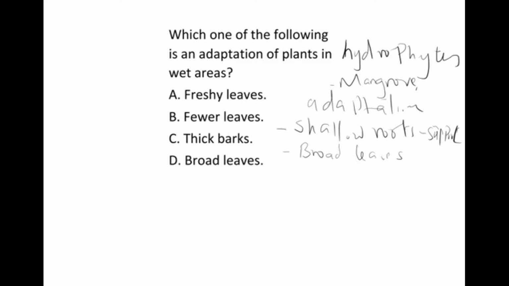These broad leaves ensure that the plant has many stomata. The many stomata enable the plant to lose more water through transpiration. In other words, they increase the rate of transpiration.